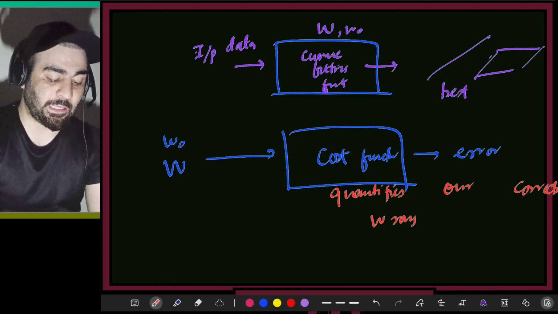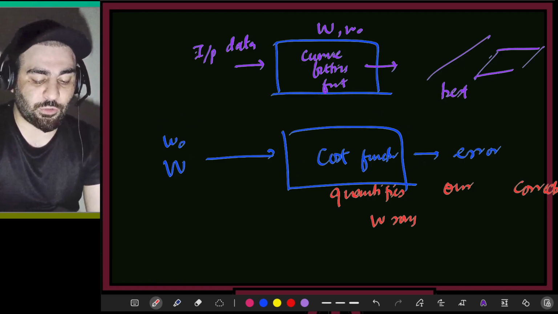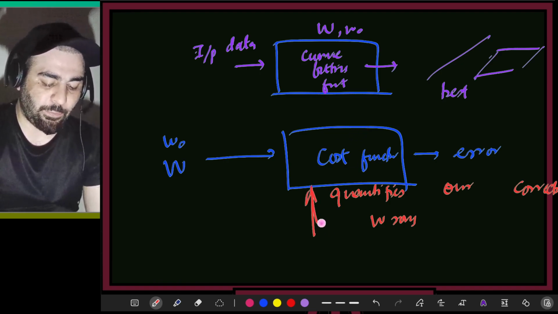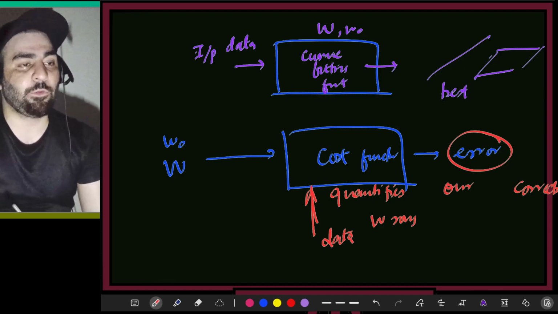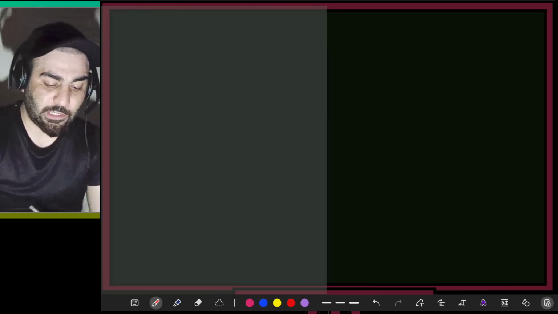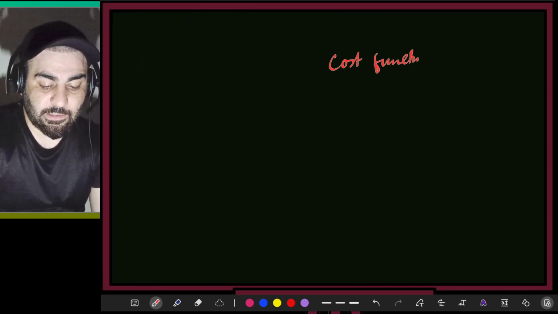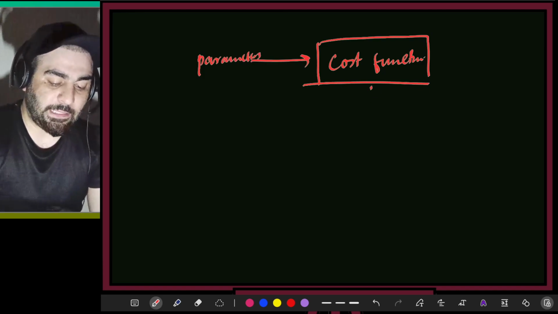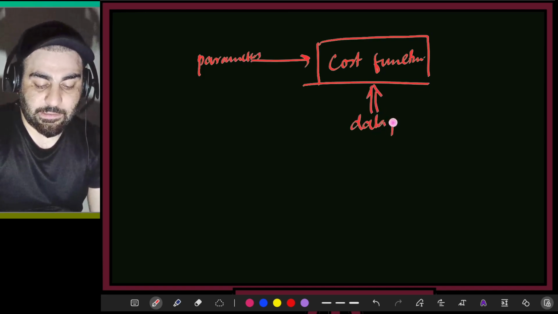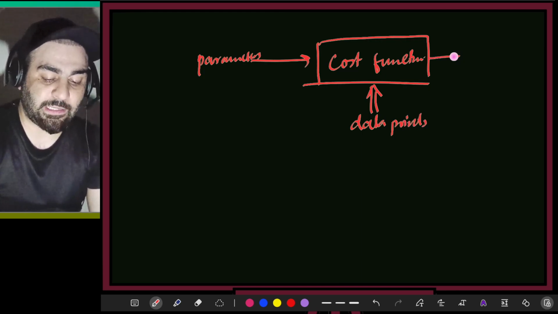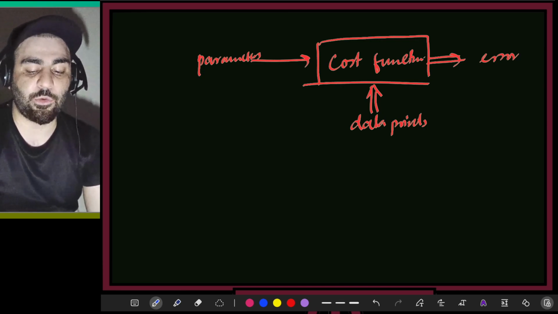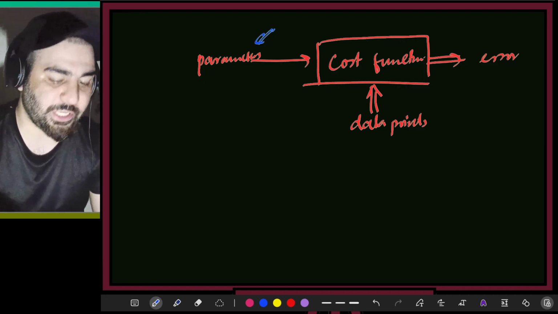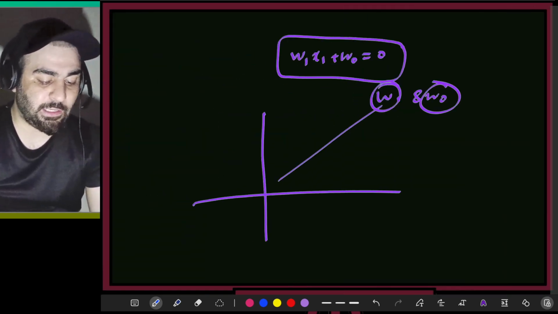If I have this W and this W naught and pass them on to the cost function, how is the cost function evaluated? It is evaluated over all the points, so it also takes all the data points. It will check with all data points and give you an error. So the cost function takes the parameters and the data points as input, and then it computes the error. This error tells you how good these parameters are, and based on this cost function we'll adjust the parameters. Now the question is, as we saw, that we want to minimize, coming back to where we left.